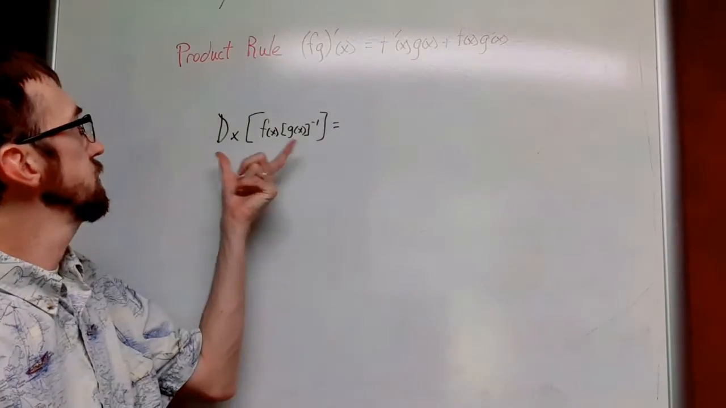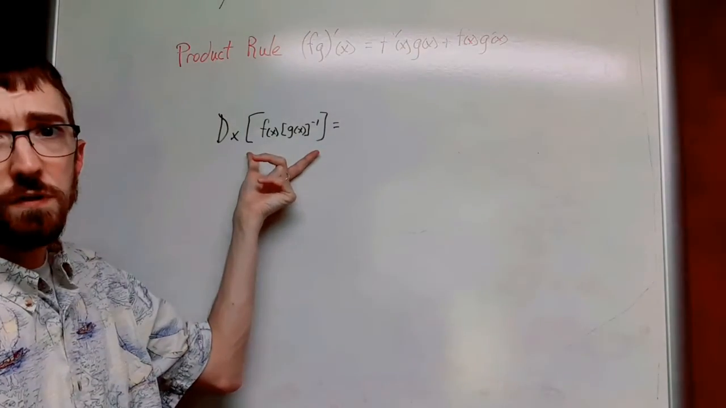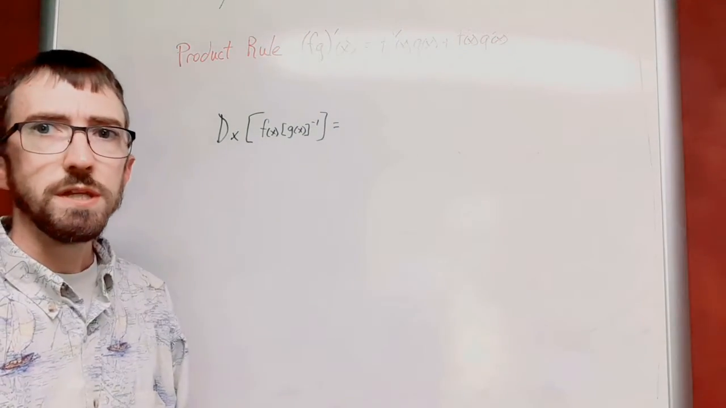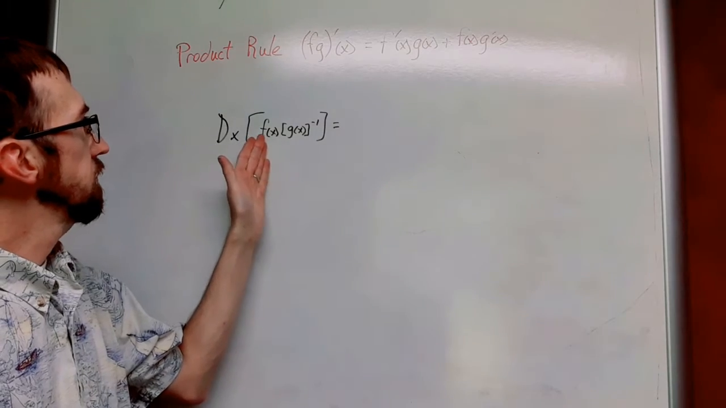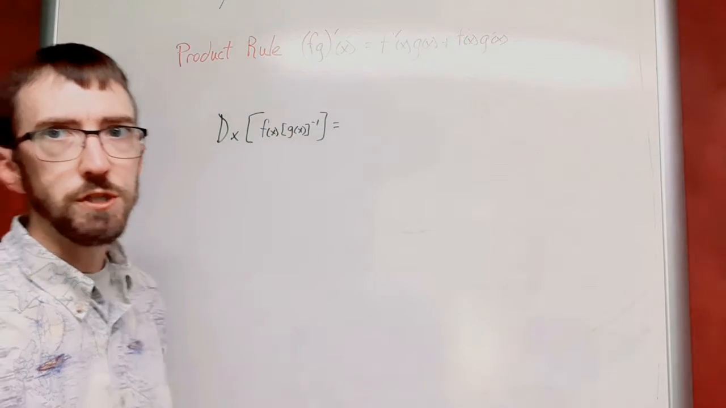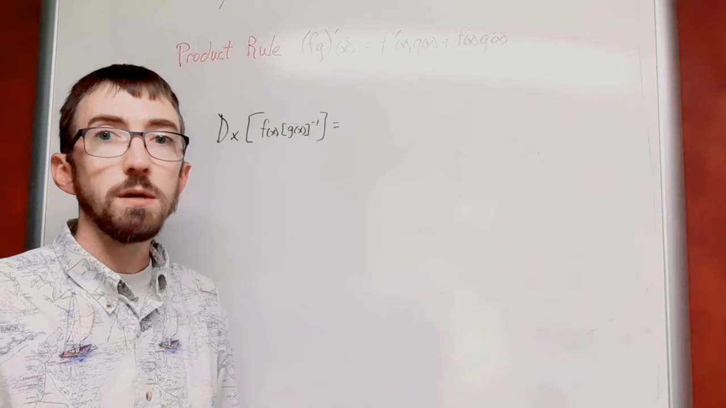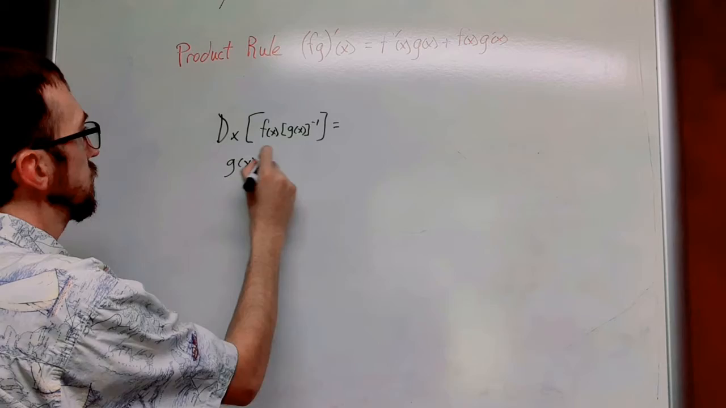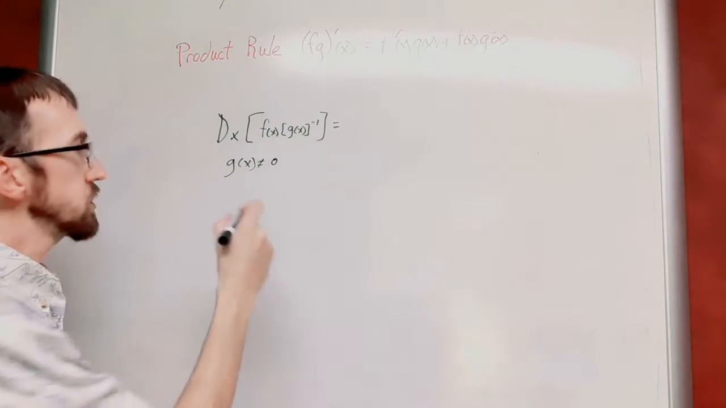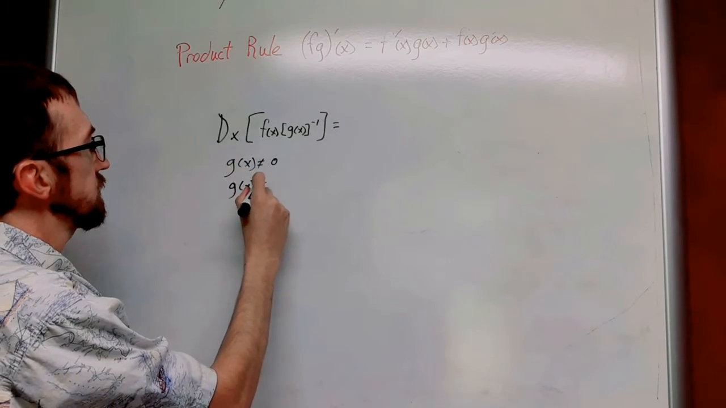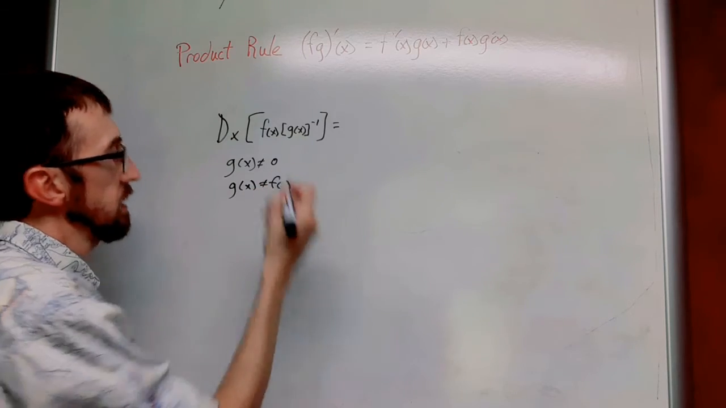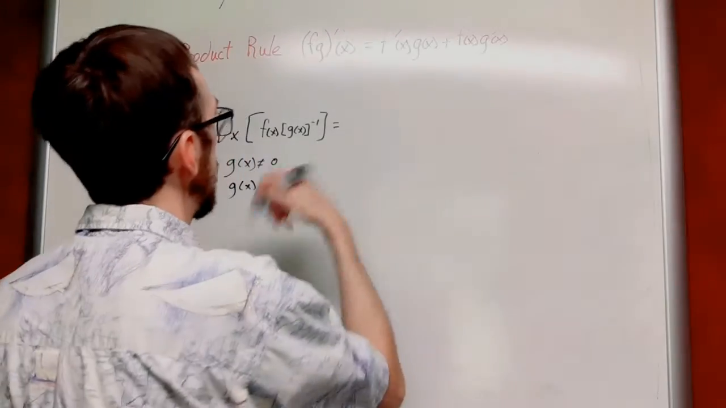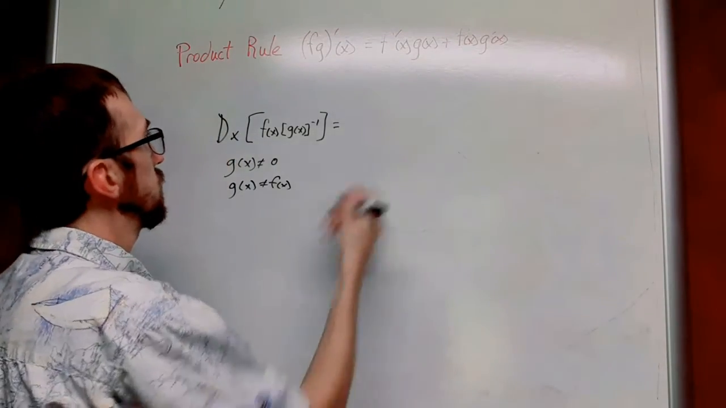All right, now I'm going to do the derivative of this product of functions, and I'm going to use the product rule again. So I have f of x times 1 over g of x. Now we want to note a couple of things about g of x. g of x is not going to be equal to 0, and g of x is not going to be equal to f of x, because that wouldn't be any fun. That's trivial. So, now that we've established that, we're going to do this over again.